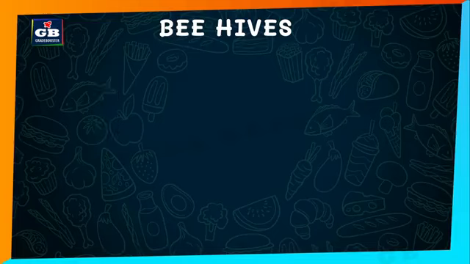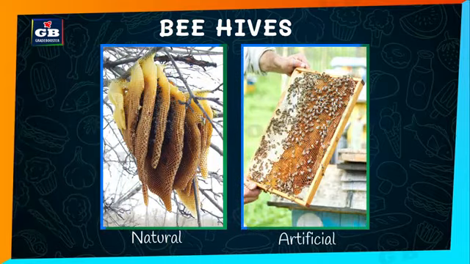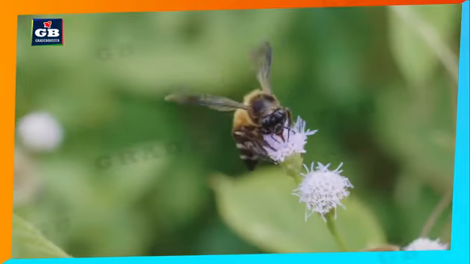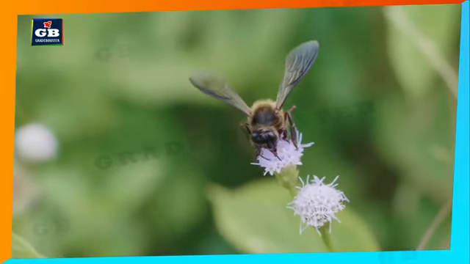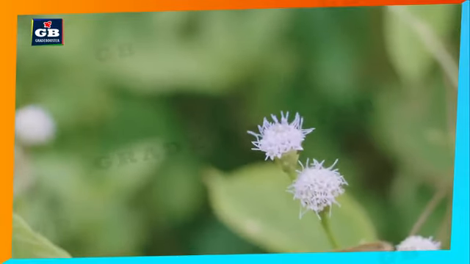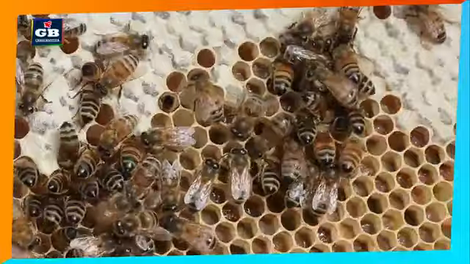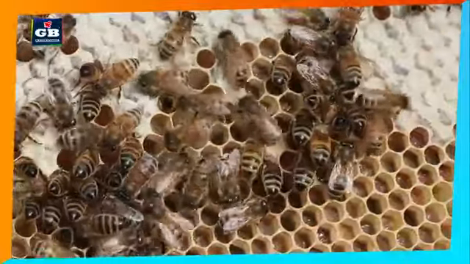The beehives are of two types: natural beehive and artificial beehive. The honey bee is the one who makes the honey. Let us see how a honey bee makes honey. Honey bees collect a sweet juice from the flowers called nectar. Honey bees convert this nectar into honey, and they store this honey in their beehive.